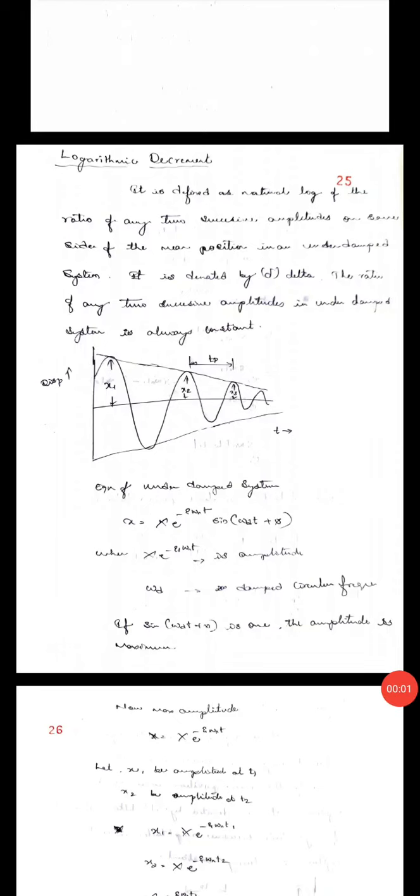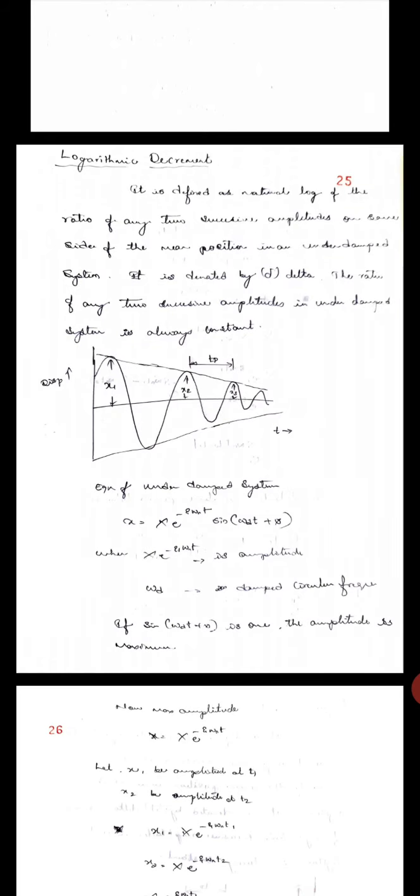Next topic, logarithmic decrement. It is defined as the natural log of the ratio of any two successive amplitudes on the same side of the mean position in an underdamped system. It is denoted by delta. The ratio of any two successive amplitudes in an underdamped system is always constant, as you can see from the figure.